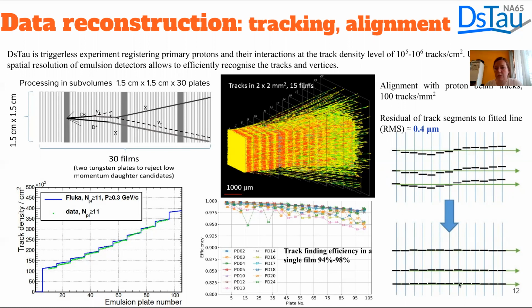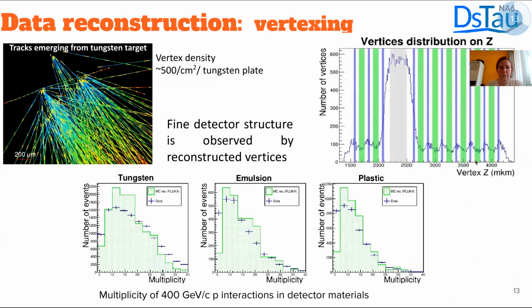Alignment between plates is done with the passing-through protons. Here is an example of vertices reconstructed in a tungsten plate. The vertex density is about 400 per square centimeter in one plate. The distribution of vertices along the position reflects the structure of our detector. It's higher in the tungsten plates. And we are working on a comparison of the data with several Monte Carlo generators.